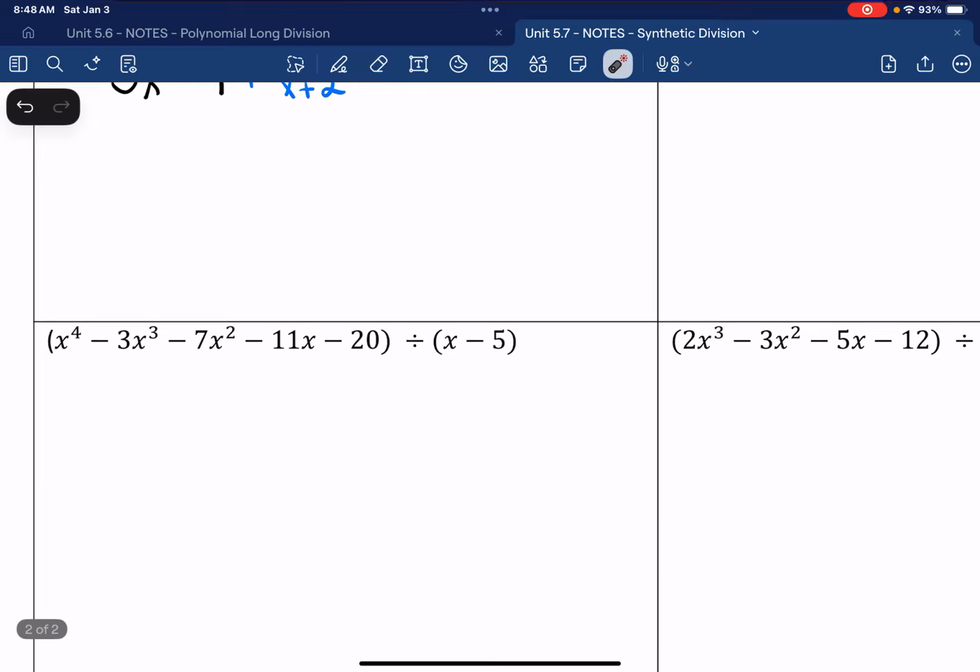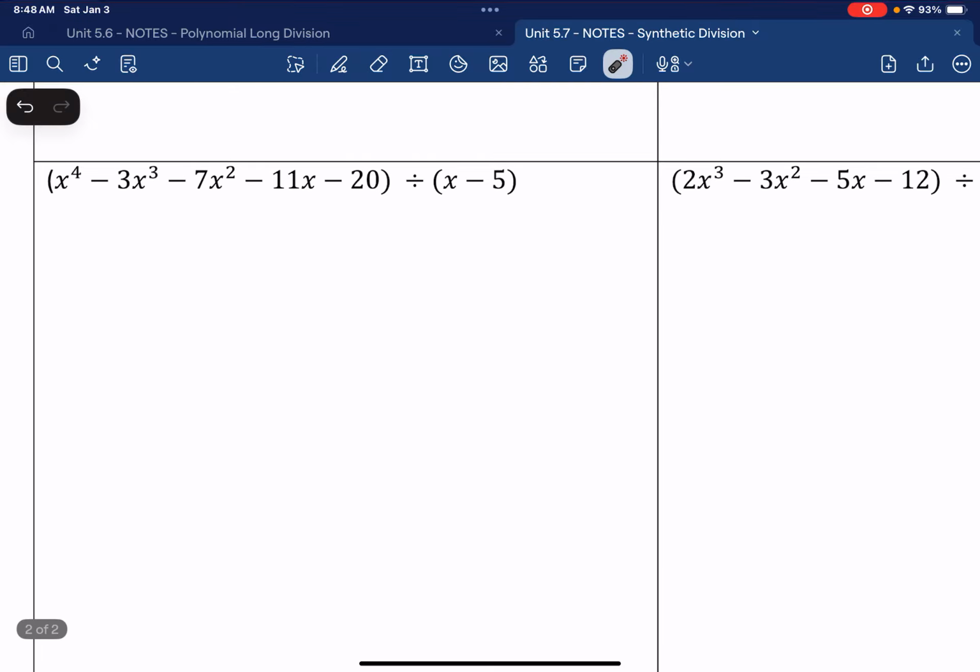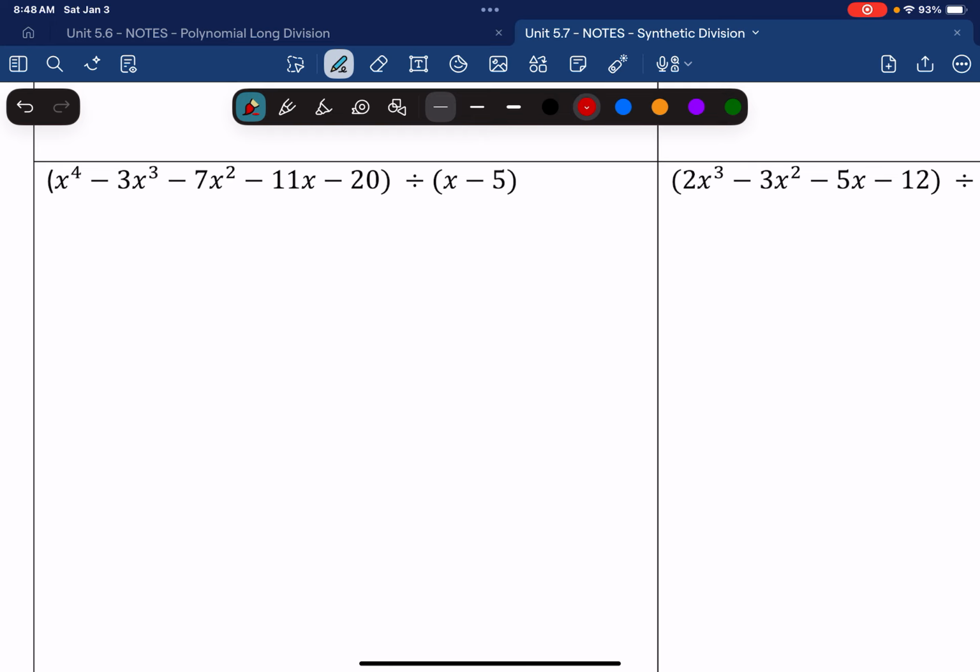Okay, let's do another one. X to the fourth minus 3x cubed minus 7x squared minus 11x minus 20. If we were going to use polynomial long division, that would take a while to break up. Divided by x minus 5. I'm allowed to use synthetic division because this is linear. It's x to the first power, and its coefficient is 1. So what is our k value? Our k value is a positive 5.